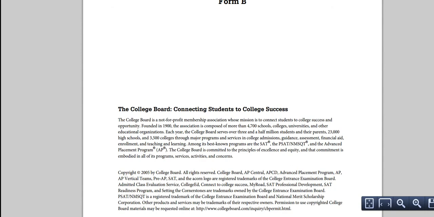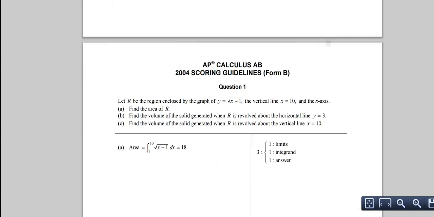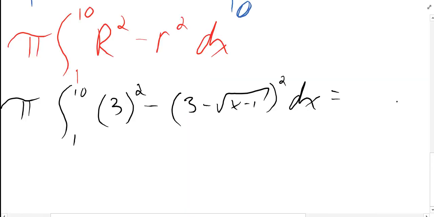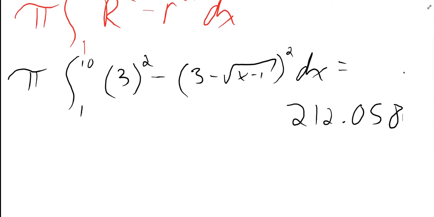Did we do that? What year are we doing here? Hold on. Pause this. Okay. The answer is 212.058. Oh my gosh. 212.058. Let's all simmer. Look, I know we're all excited. It's fun to play with the calculator.